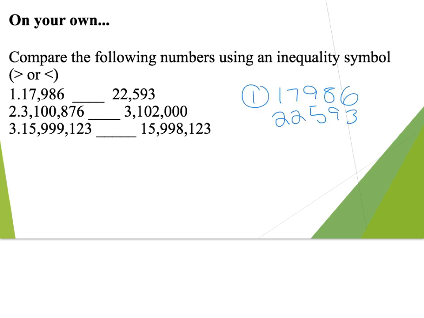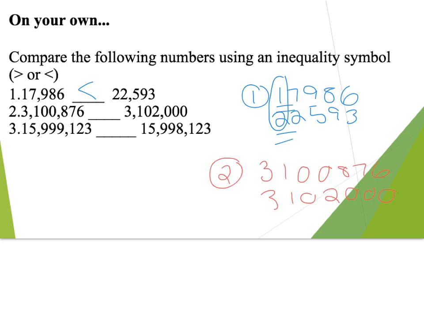Okay, for the first problem, if you line up the place values, you find that from the very beginning here, in the 10,000s place, we have a 1 and we have a 2. So you know that 20,000 is going to be greater than 10,000. So your answer is less than.